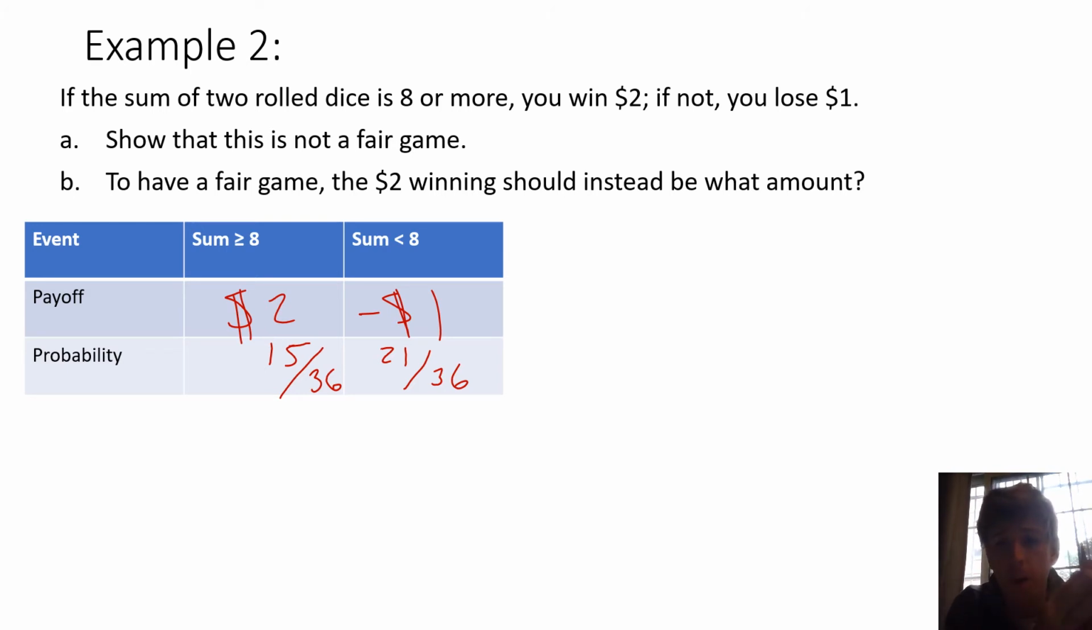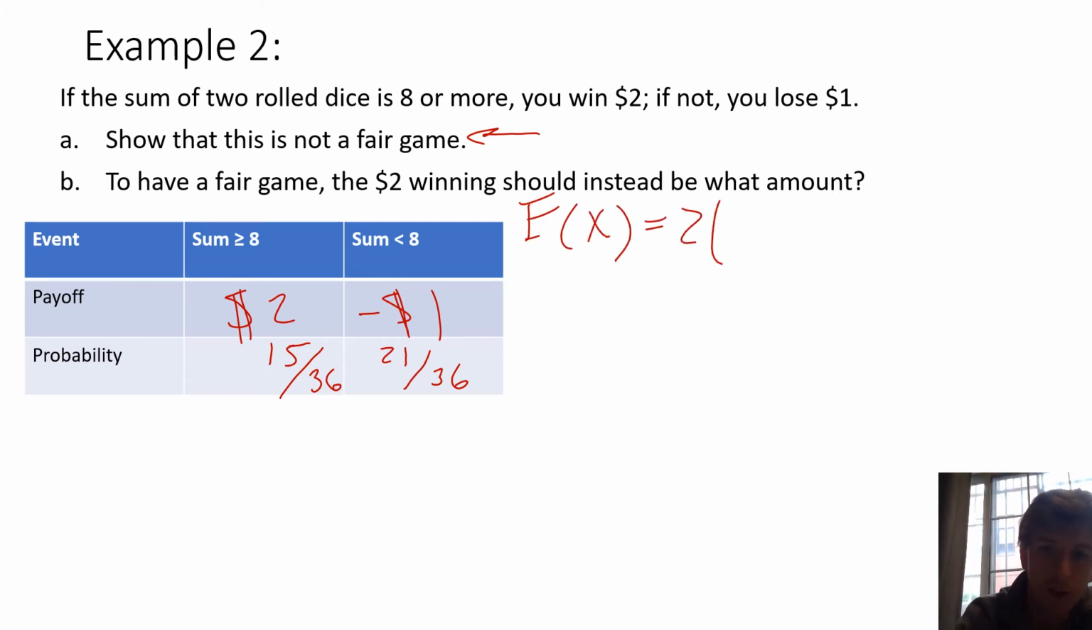So once you have the probability model, figuring out the expected value is quite easy. And that's to solve for part A. If you're trying to show that it's not a fair game, all you got to do is show that the expected value is not 0. So figuring out that expected value, it's going to be $2.